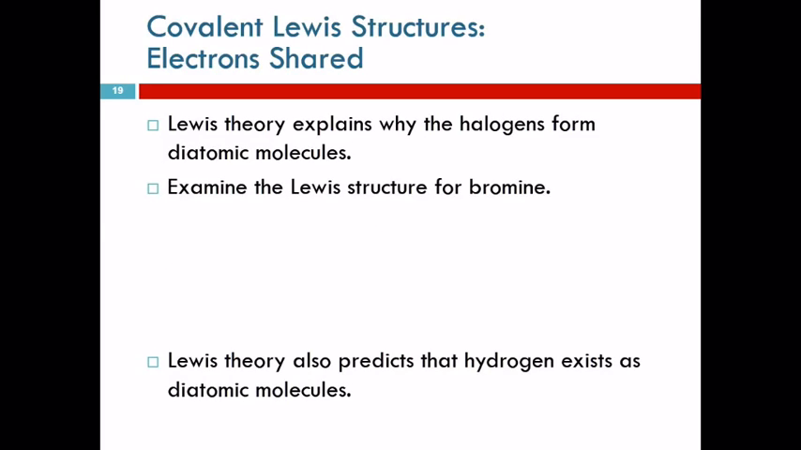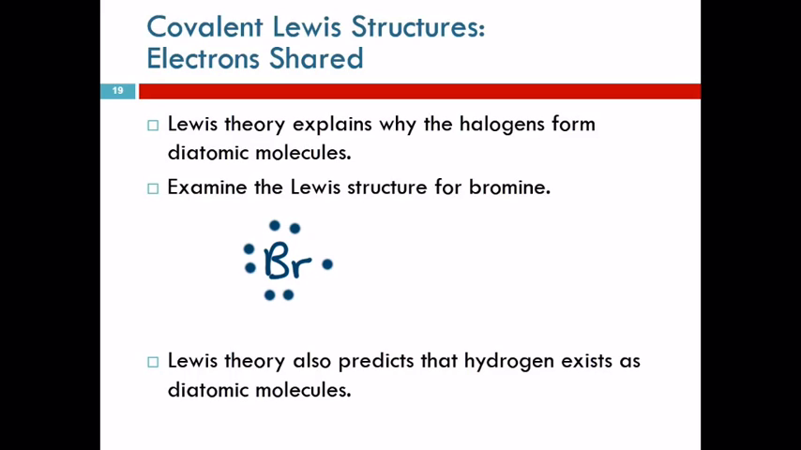So I made you memorize that silly sentence, horses need oats for clear brown eyes, to help you remember the 7 diatomic elements. Lewis theory explains why they form diatomic elements, why they make molecules. Let's look at bromine. Bromine was one of those, right? So let's draw bromine. And how many valence electrons does bromine have? 7. 1, 2, 3, 4, 5, 6, 7.